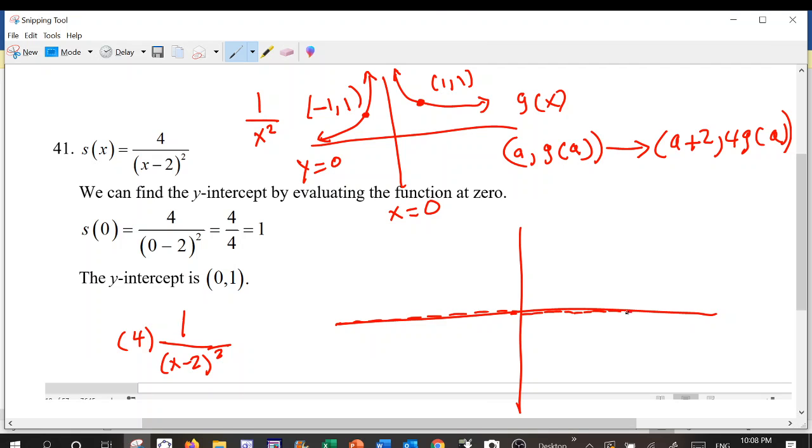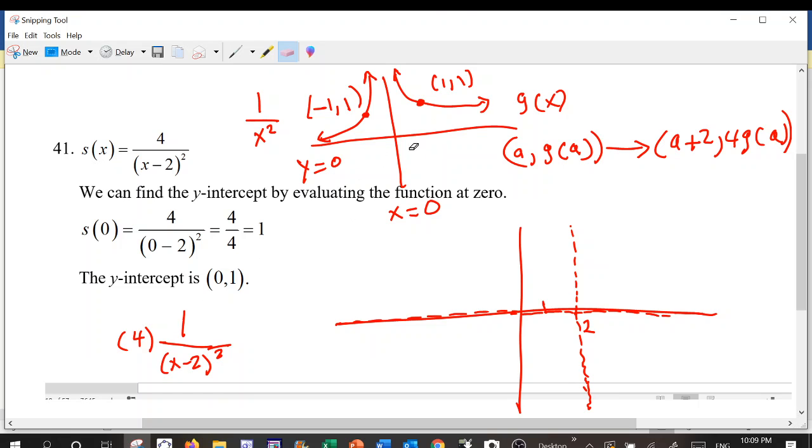Horizontal asymptote stays here. What happens to x equals 0? Well, we have to add 2 to it because that's x. So that goes to what? It goes to there. That's the vertical asymptote. Remember, this is 2. Okay?